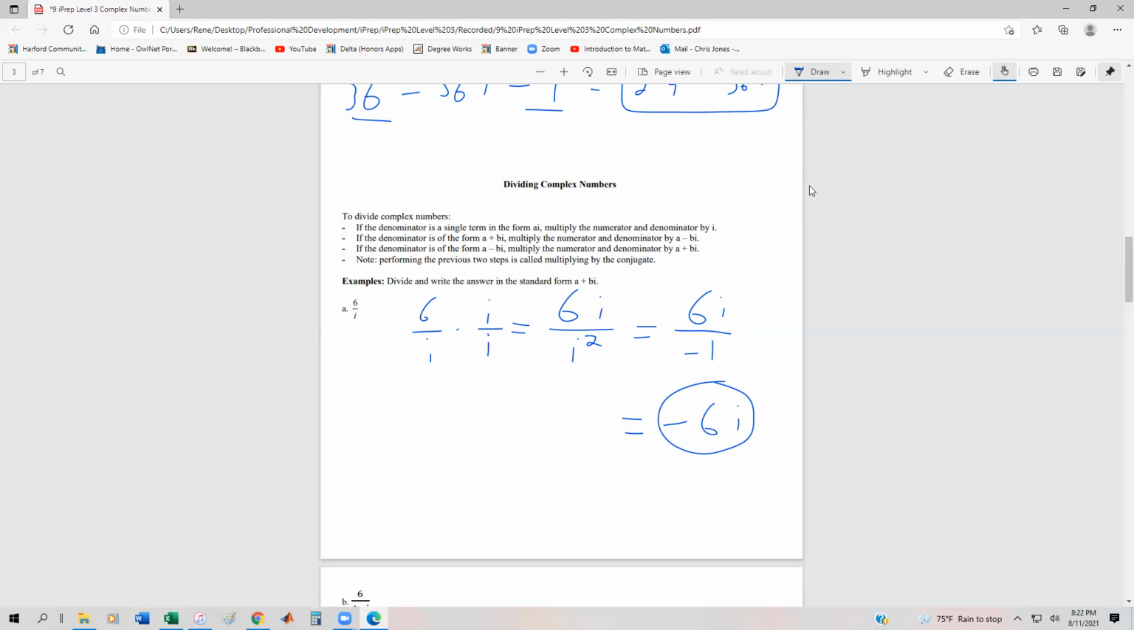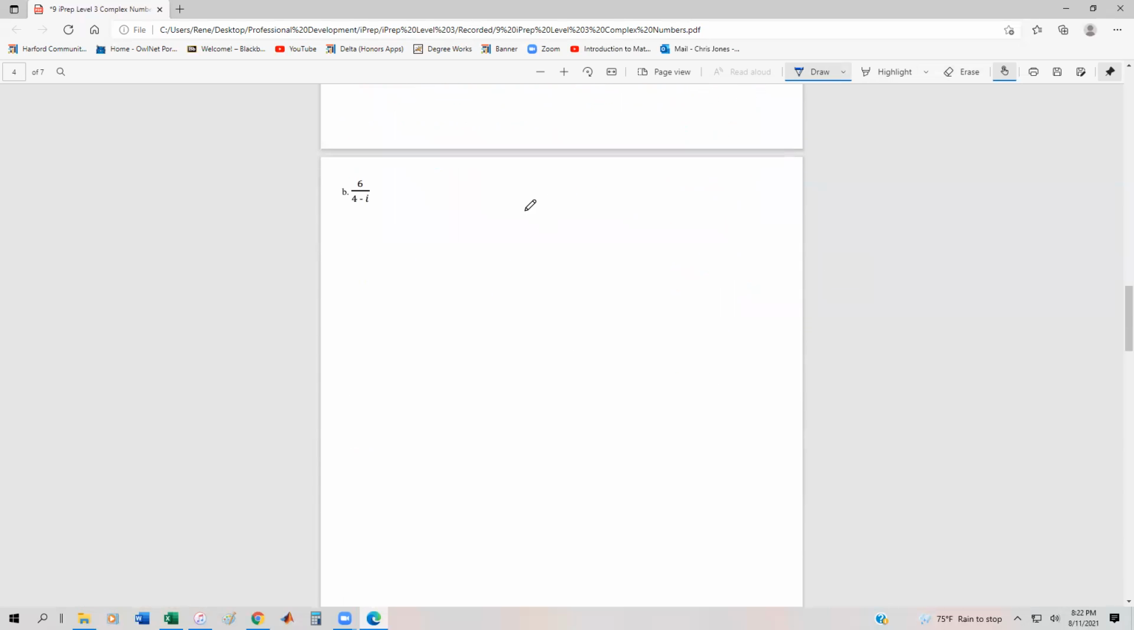We can do it even higher than calculus sort of stuff. But we're just going to go through in this and just illustrate how we can divide something like 6 over 4 minus i. All right, so we're going to start. So this is the original problem. And we're going to multiply this by 4 plus i over 4 plus i.